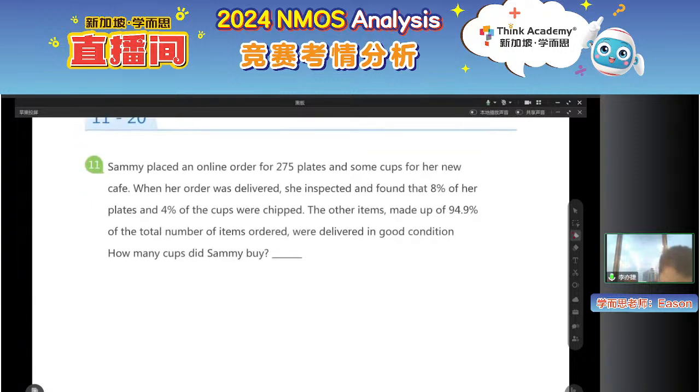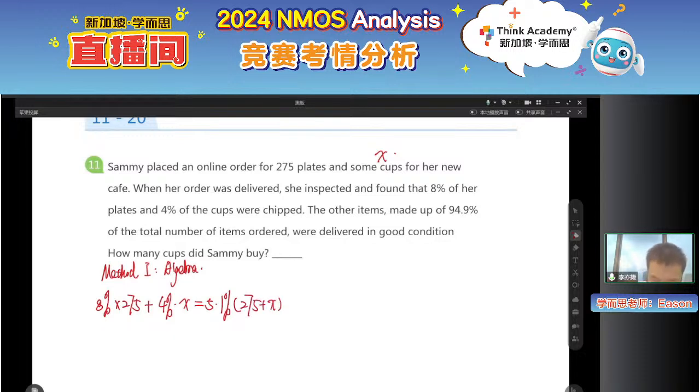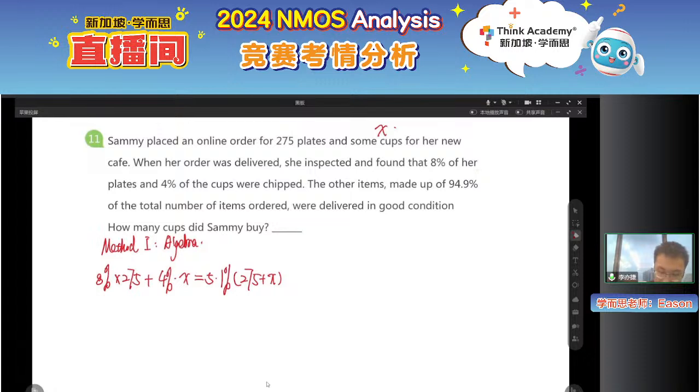Okay, back to question 11. Now we have two ways. The first way is to use algebra. We assume that there are X cups. So the broken plates are 8% of 275, and the broken cups are 4% of X. Totally they make 5.1% of the total broken. Then we solve for X, right? A classic way. But I don't like this way, because the calculation may be complicated. So I would like the second way.